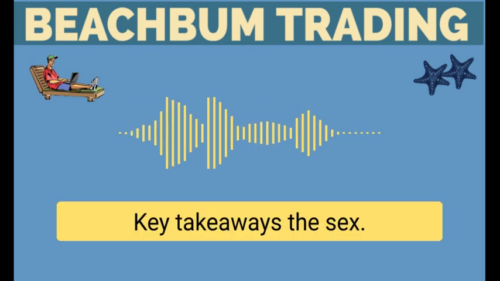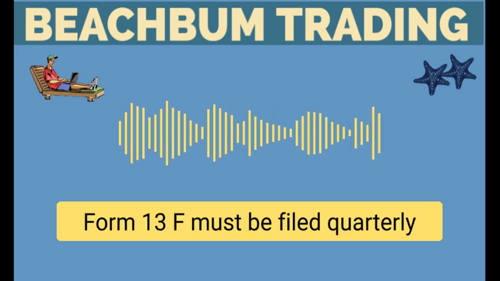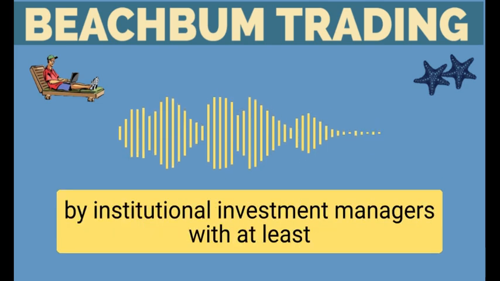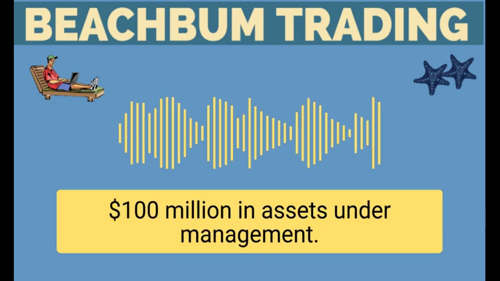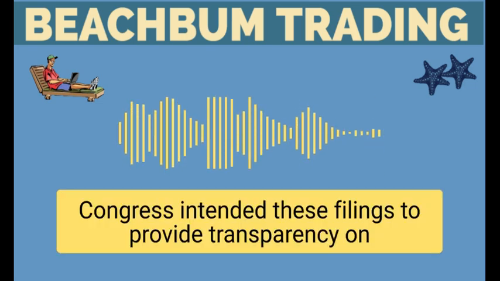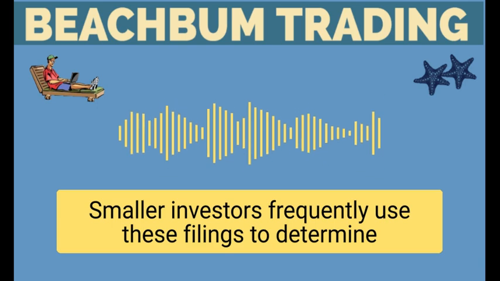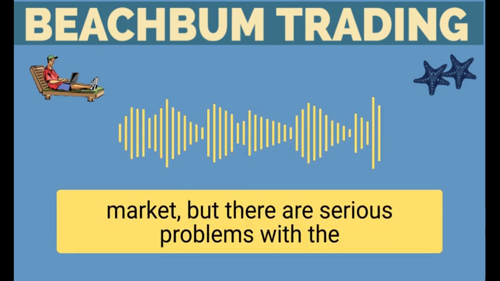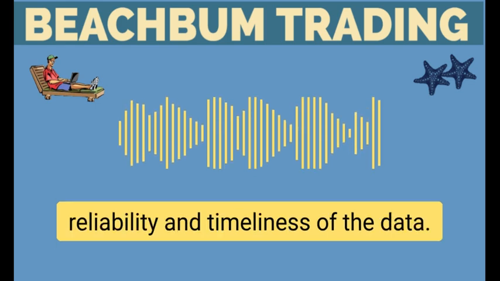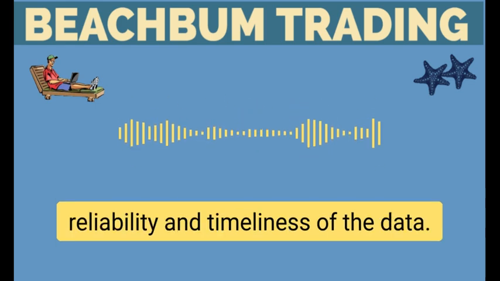Key takeaways: the SEC's Form 13F must be filed quarterly by institutional investment managers with at least $100 million in assets under management. Congress intended these filings to provide transparency on the holdings of the nation's biggest investors. Smaller investors frequently use these filings to determine what the smart money is doing in the market, but there are serious problems with the reliability and timeliness of the data.